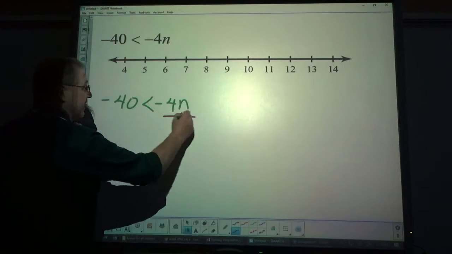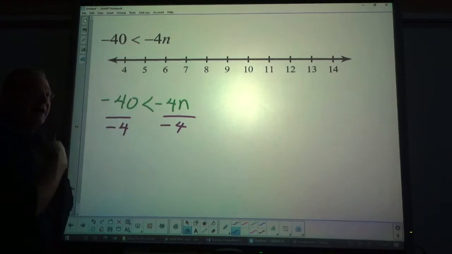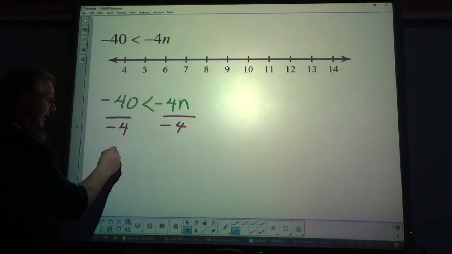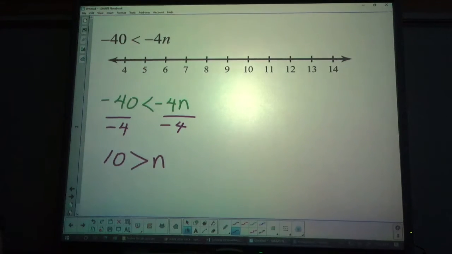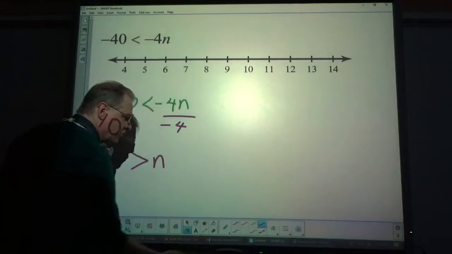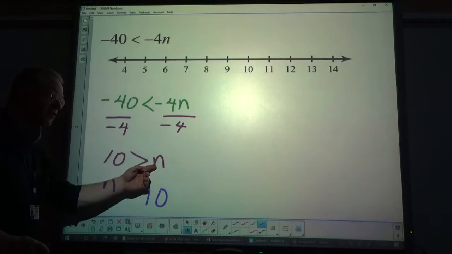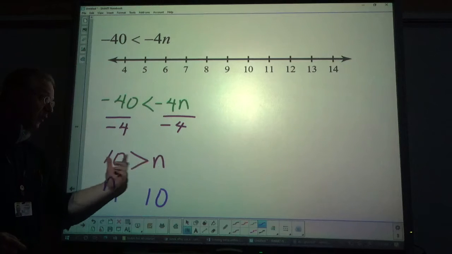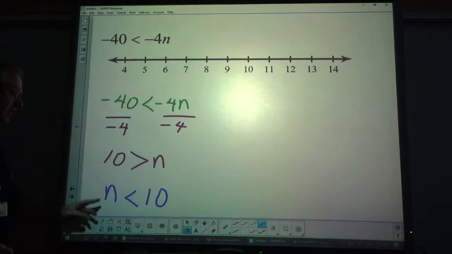For example, if I divide both sides by negative 4, I divided by a negative, so I now have to change the direction of the inequality. So this becomes 10 greater than n. Now that's not how we would normally like to write it. So instead I'm going to put the n on this side and the 10 on this side. When you swap sides like that, you have to turn the inequality around. So now n is less than 10.